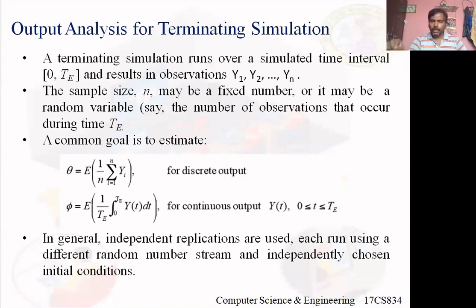So E of 1 by n summation i equals 1 to n yi. Got it? So what is that 1 by n summation i equals 1 to n yi? That is nothing but the average response time in one run. And what is E of 1 by n summation i equals 1 to n yi? That's nothing but E of theta cap.